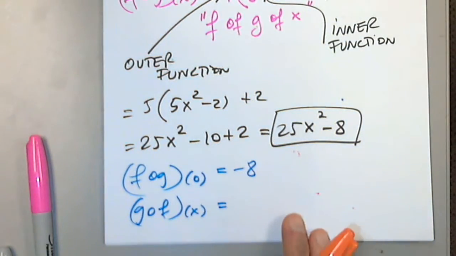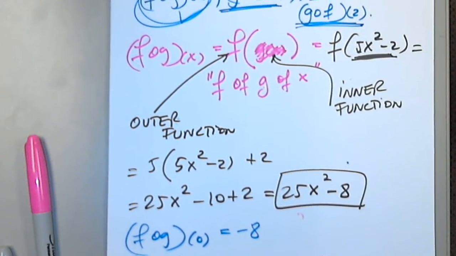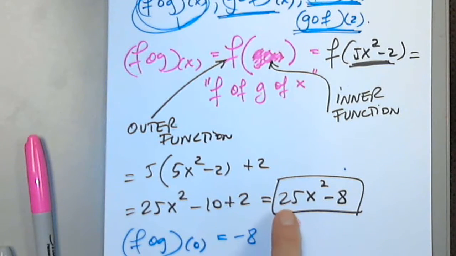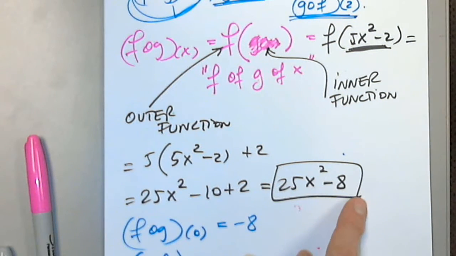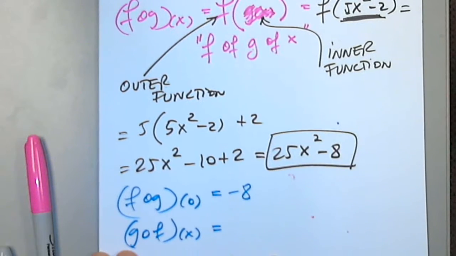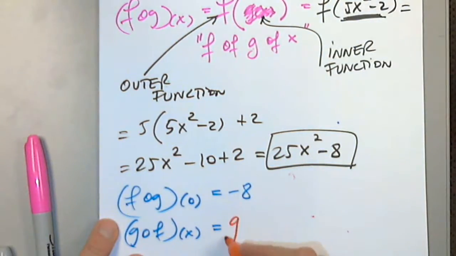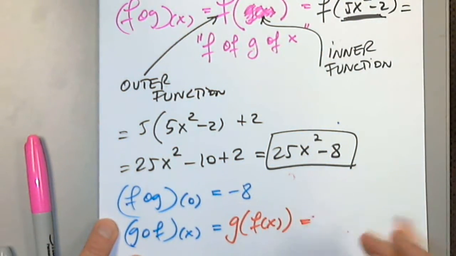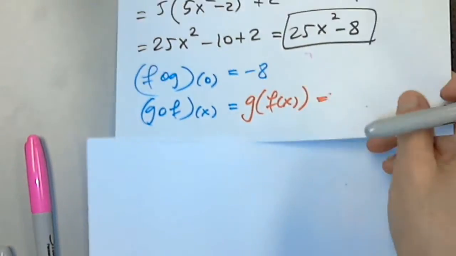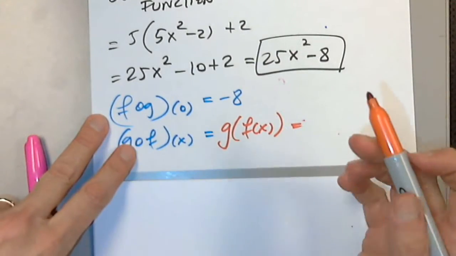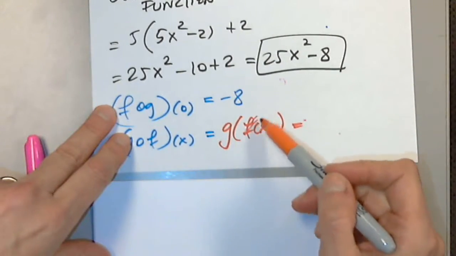This one? It's 25 times 0 minus 8. Okay. G comp f, the definition. G of f. Very good. Awesome. You got it. Again, do not cross it out. I'm just trying to make a point.